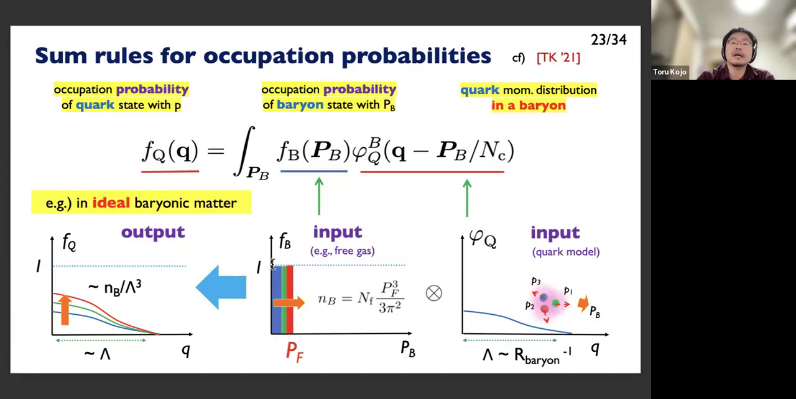And in the case of an ideal baryon gas, basically the quark distribution in the many-body system has a similar shape as the quark distribution inside of a single baryon, but its magnitude actually scales like the density. So as we increase the size of the baryonic Fermi sea, the magnitude of the quark distribution keeps growing in the vertical direction. So this is a basic scaling behavior in baryonic matter.